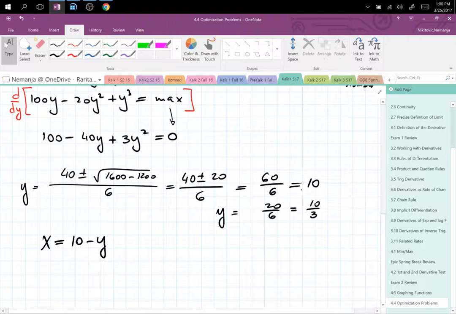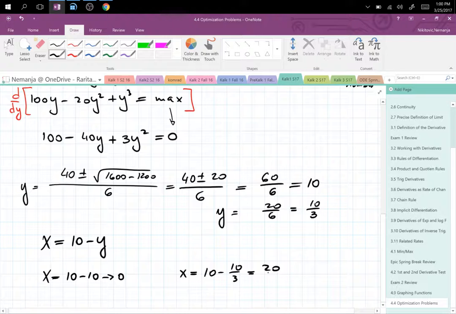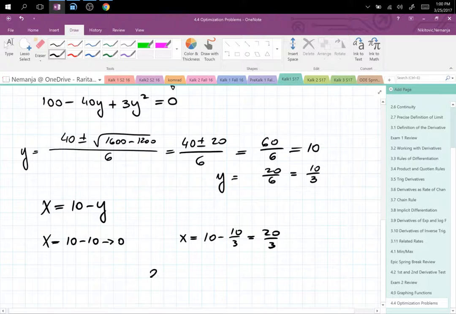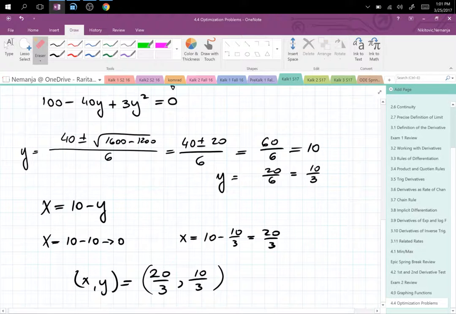When you plug in the first y, you get x equals 10 minus 10. Well, that's going to give you 0. So that's garbage. But the other x, when you plug in 10/3, you get 10 minus 10/3, which is 20/3. So there we go. 20/3 and 10/3 as x and a y. Well, here, xy equals to give us what we wanted. When you add them, you do get 10, right?